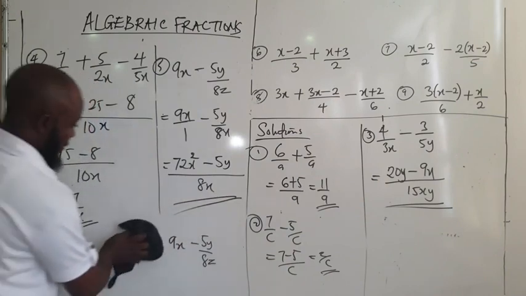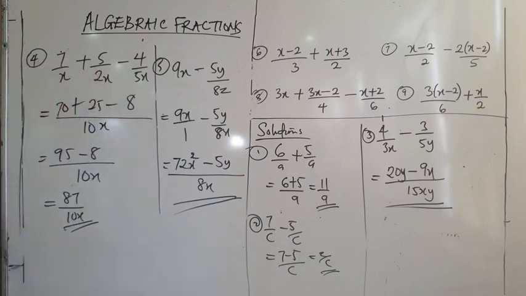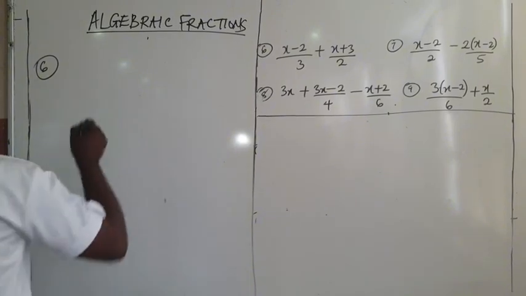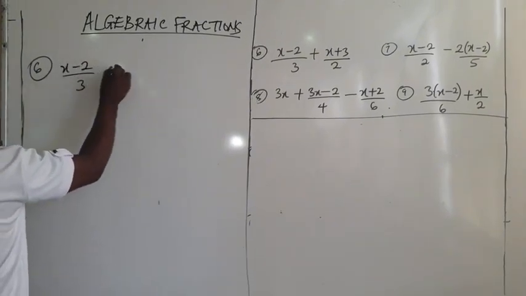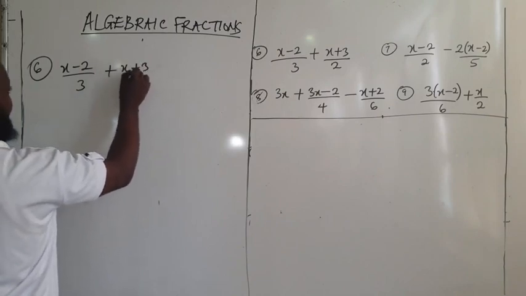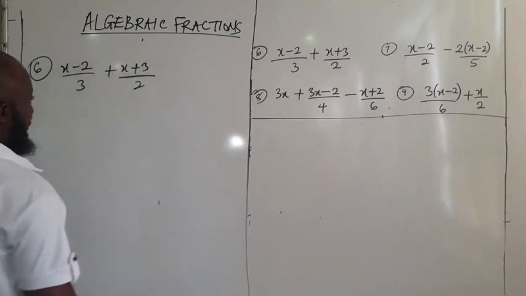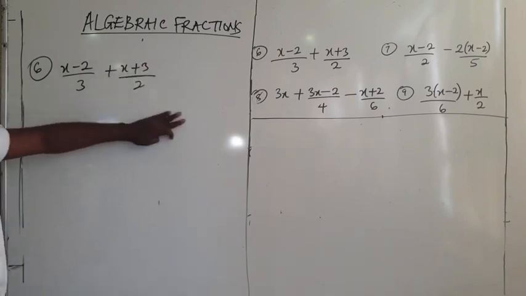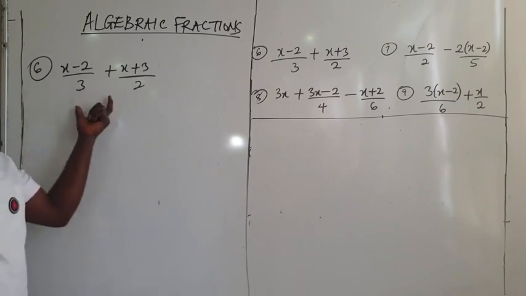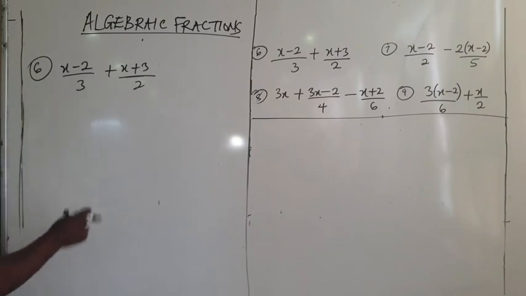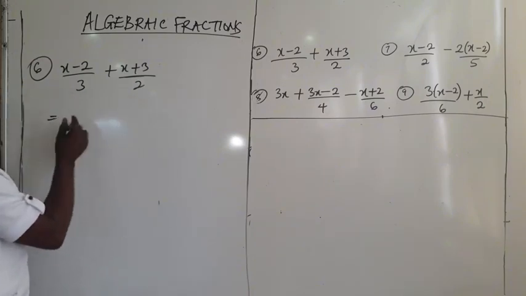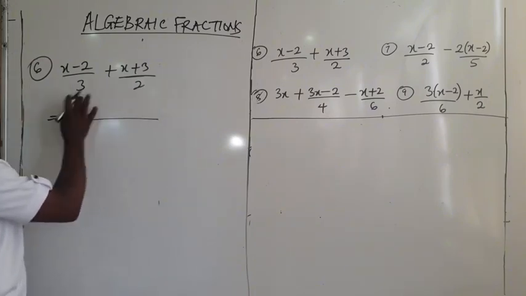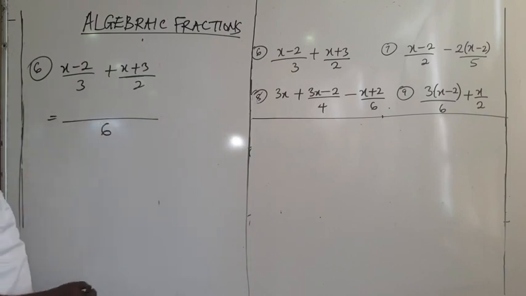So we solve question 1 to 5. So it remains 4 more questions. Question number 6. So we have x minus 2 divided by 3 plus x plus 3 divided by 2. So if you look at this, it's quite different from the one we just finished. This one will involve brackets rather. So we find the LCM of 3 and 2, that's the denominator. So what's the LCM of 3 and 2? That is 6. You don't have to waste time on this.